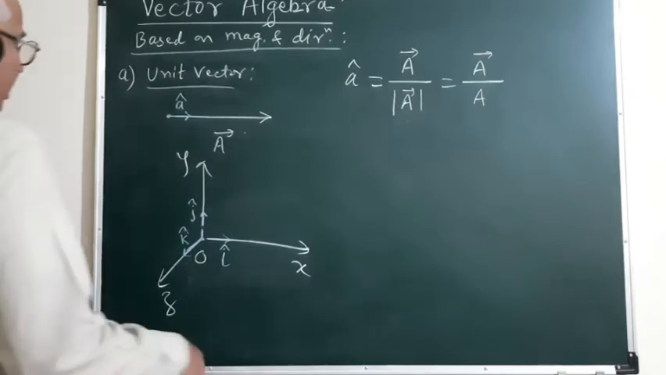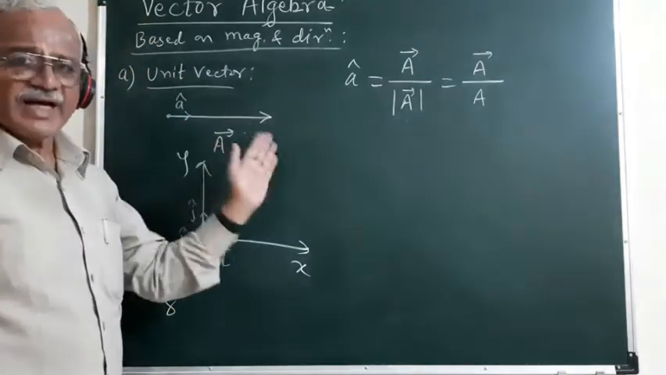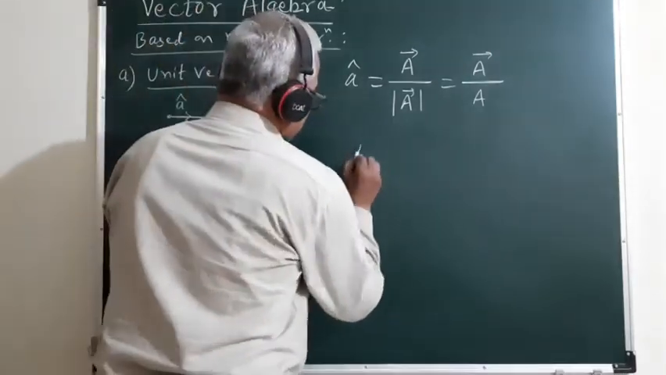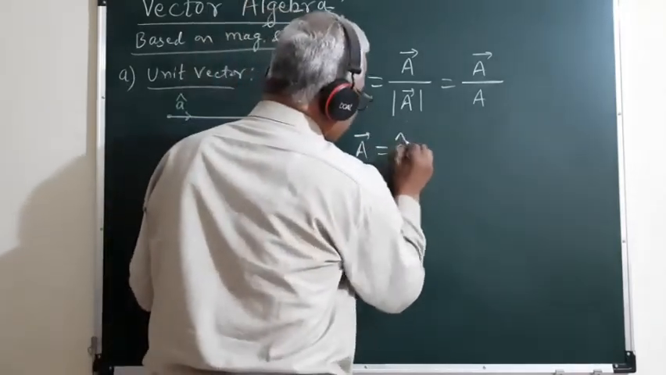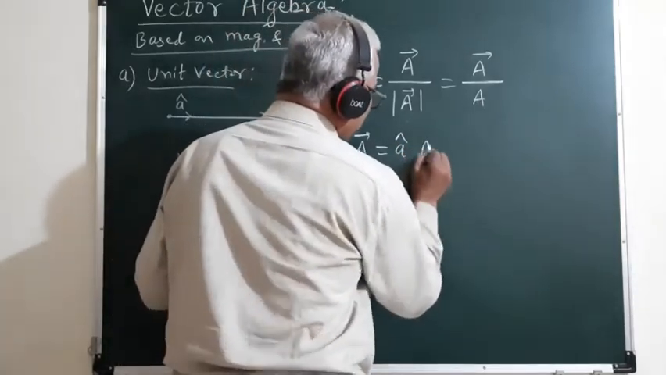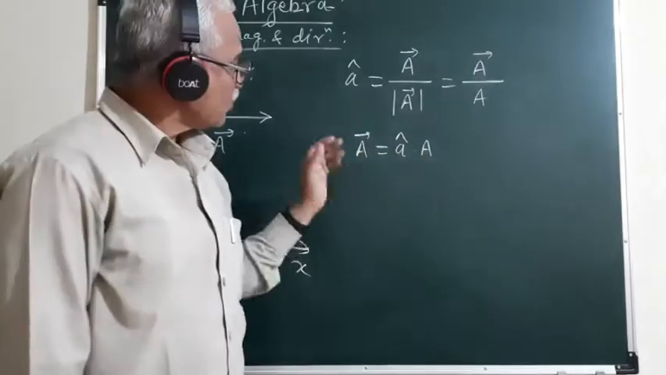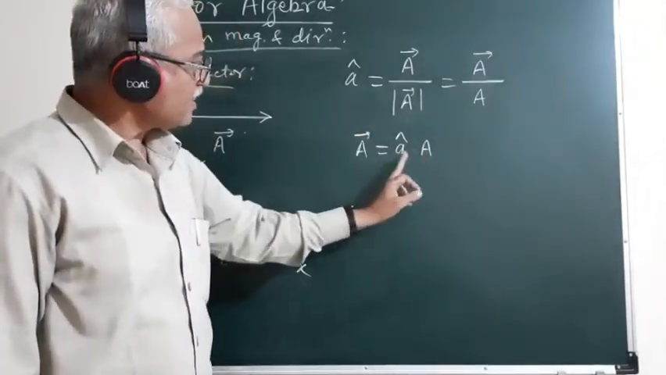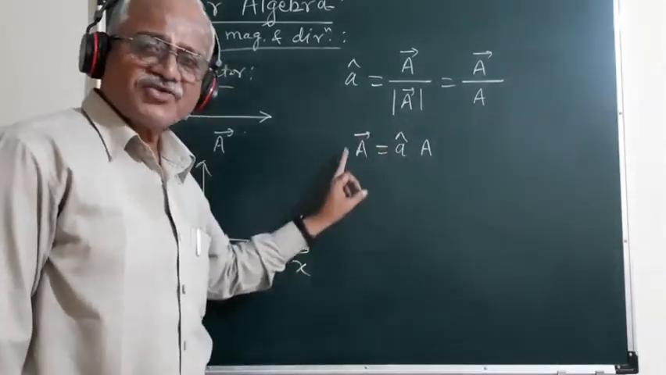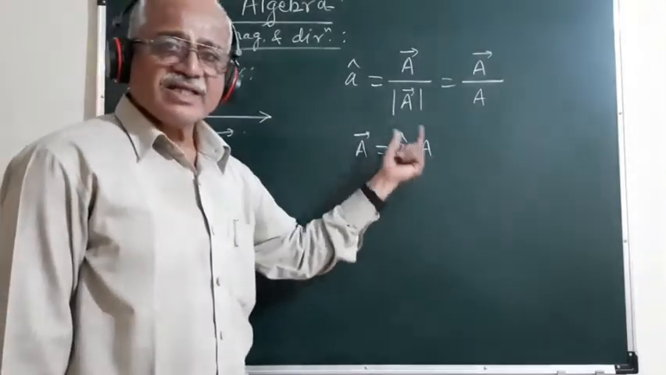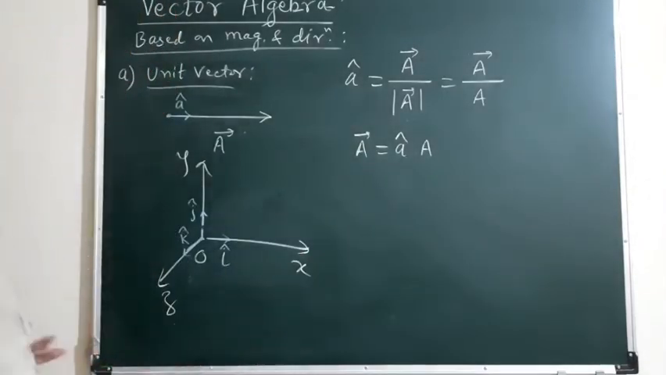Similarly, this vector a bar we can express in terms of the unit vector and its magnitude like this. The given vector a bar is the unit vector a cap in its direction multiplied by the magnitude of that vector. So a vector a bar is expressed as a into a cap, where a cap is the unit vector in the direction of the given vector a bar and a is the magnitude of the given vector a bar. So that is about the unit vector.